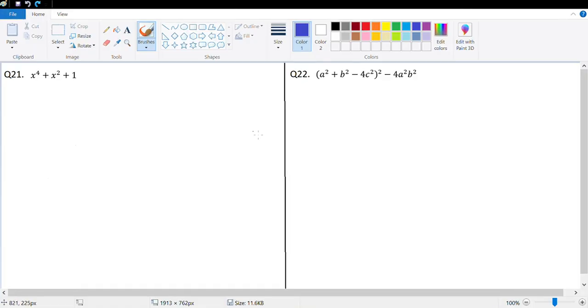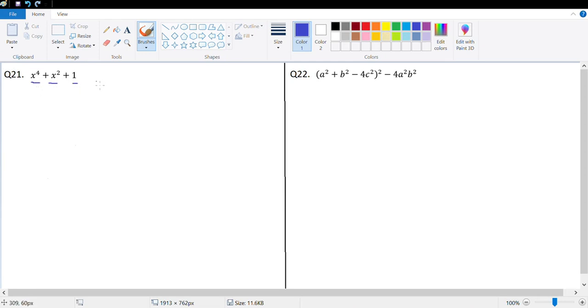Hi guys, let's look at some more questions from exercise 5C. This is basically the exercise where we are looking at factorizing difference of two squares. So let's look at the next question, that's question number 21. So this is x to the power 4 plus x squared plus 1.